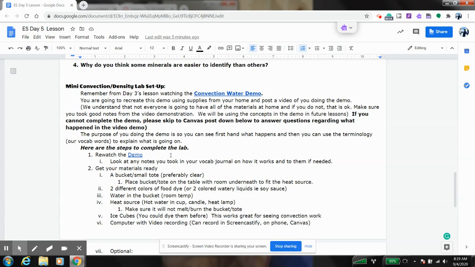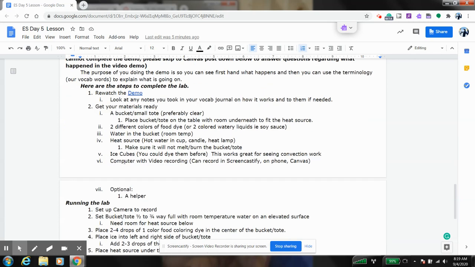So follow the directions. You're going to watch the demo. Again, look at any notes you took during it and the drawing you took during it. You're going to get your materials. Your materials include a bucket, preferably clear, okay? And you need to be able to find a place to put it on top of something. So I think he put it on top of cups. You need to find some space underneath it.